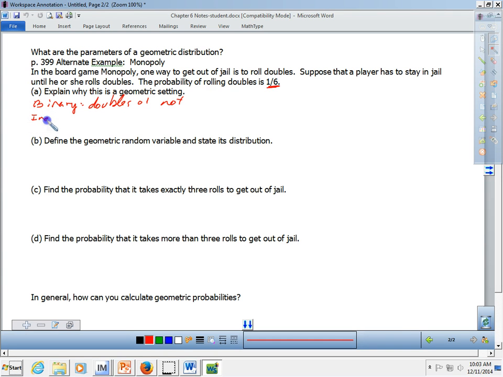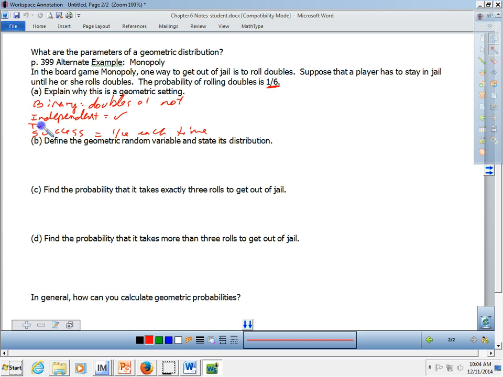Each roll is independent. We're talking about dice here, right? And the success rate stays the same. It's 1/6 every time. It's 1/6 each time you roll the dice. Now, do we know how many turns, how many rolls it's going to take to get our doubles? Do we know how many rolls we're going to do going into trying to get out of jail? The answer to that question is no, we don't. We're just going to keep rolling until we get doubles.